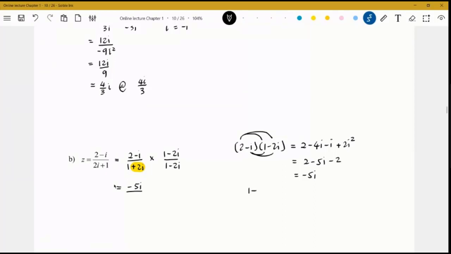Untuk bahagian bawah pula 1 plus 2I times 1 minus 2I. Sama juga, kembang satu per satu. So end up will be 1 minus 2I. So here will be 2I. Here will be minus 2 times 2 will be 4, I and I will be I square. So di bahagian tengah akan cancel out. So negative 2I with positive 2I cancel out. So 1 plus 4, so end up with 5. So pada bahagian bawah adalah 5. So kita boleh simplify, end up with negative I.